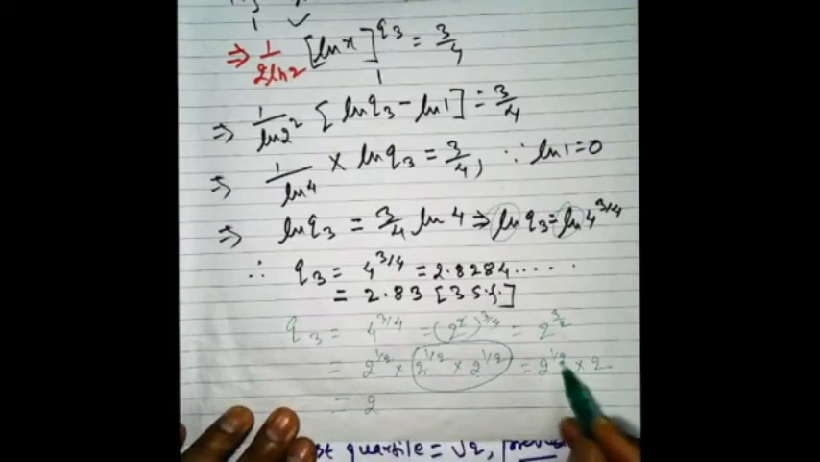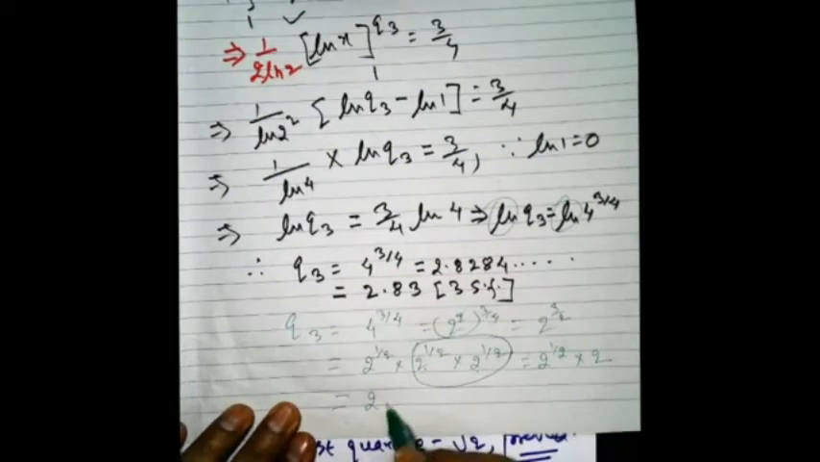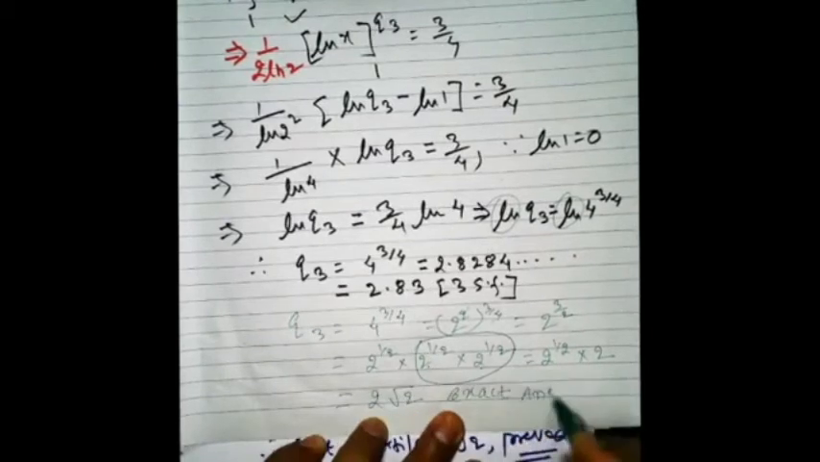So your exact answer is 2 root 2. In place of 2 to the power half, you can write under root 2. So this is the exact answer.